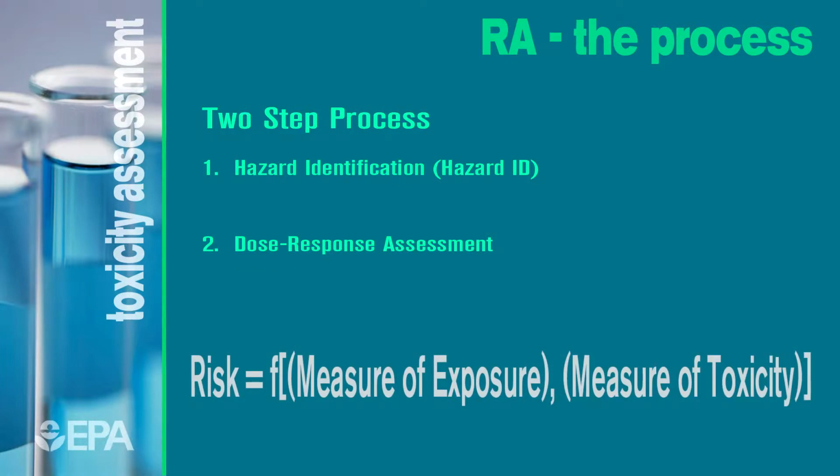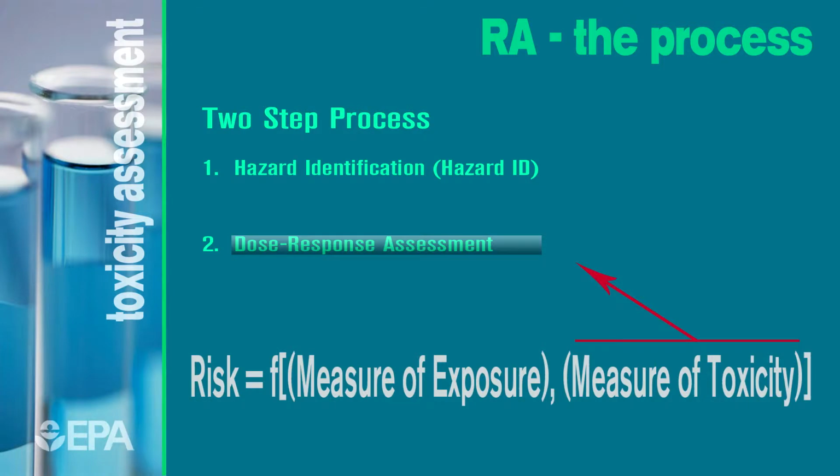The characterization of risk involves the derivation of a measure of exposure and a measure of toxicity. In this section, we're going to look at the measures of toxicity used to estimate risk. The process of characterizing the measures of toxicity used to estimate risk can be divided into two steps: the hazard ID and the dose response assessment.